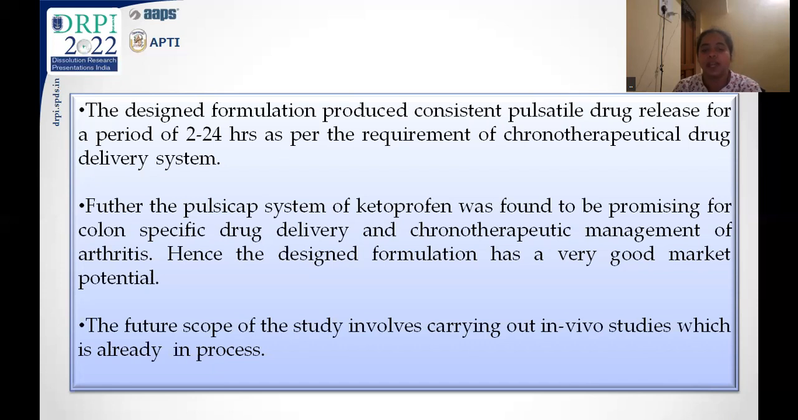The future scope involves carrying out in vivo studies, which is already in process.